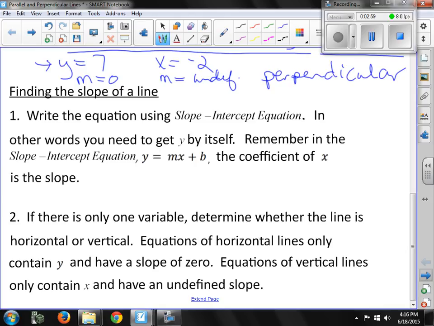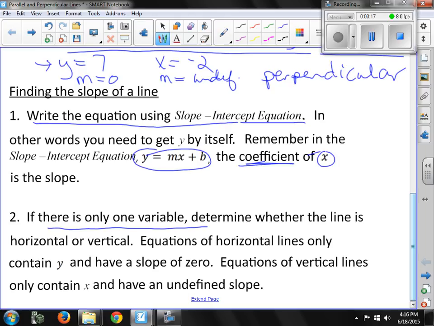Now, we want to find the slope of a line. The first thing we're going to do is write the equation in slope-intercept form. This means y equals mx plus b. As always, the coefficient in front of the x is going to be the slope. Now, a little bit extra with that is if there's only one variable, figure out if it's horizontal or vertical. Equations of horizontal lines contain the y and our slope is 0. And the equations of vertical lines only have an x and have an undefined slope.